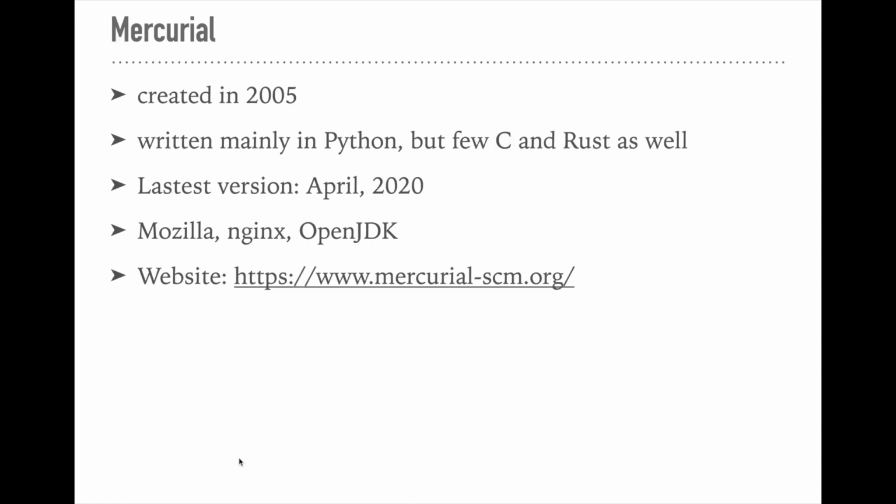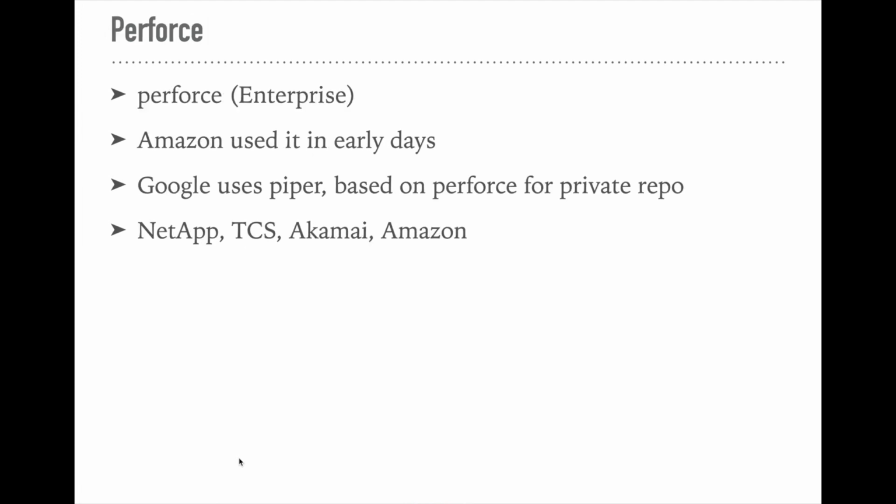Here comes Mercurial. I was using it around 2010, so it was very famous by that time, and it is one example of distributed version control software. It was created in 2005, mainly written in Python, with a bit of C and Rust as well. The latest version is very recent, April 2020, and many companies use it. Open source projects like Mozilla, Nginx, and OpenJDK use it. This is its URL.